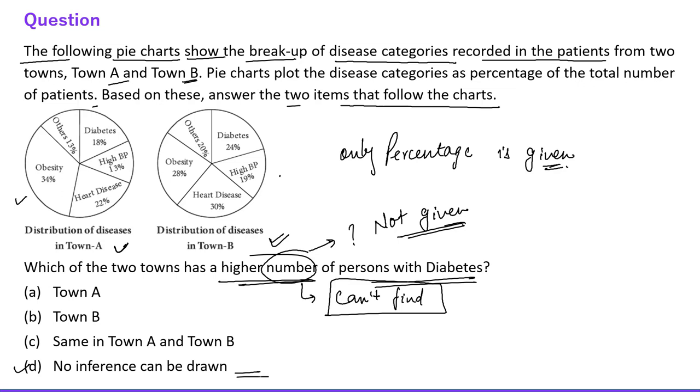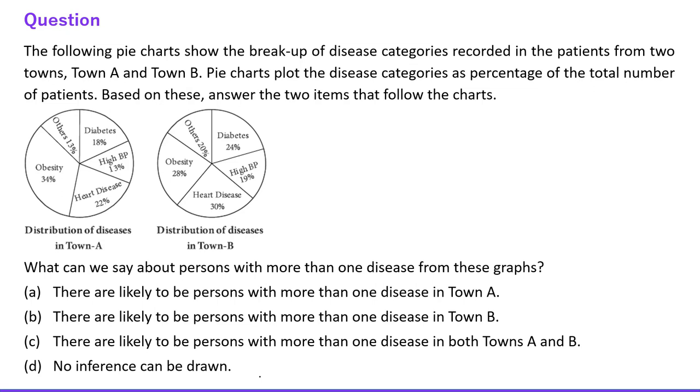Okay. Now let's move to the other question. The next question is based on the same pie chart. Question is saying, what can we say about persons with more than one disease from these graphs?